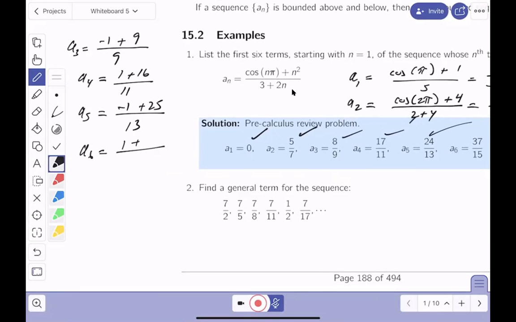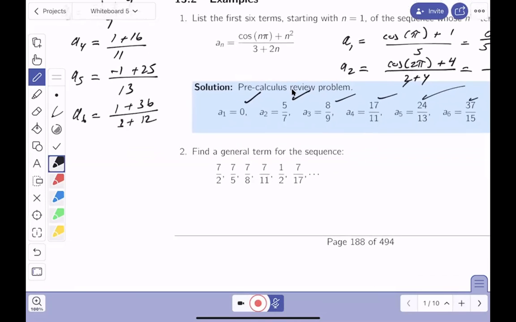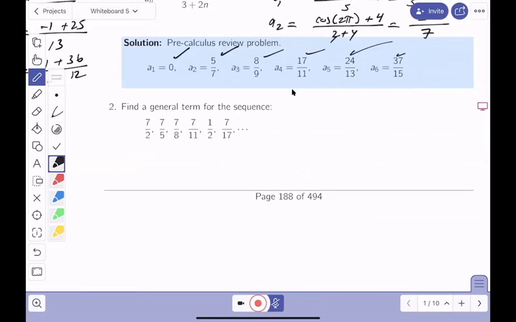That's going to be 1 plus 36. Fairly simple, because I'm getting a knack of it. And 3 plus 12, right? So 15, 37/15. Bingo, got it. Okay, now they're asking me to find the general term of this one over here.